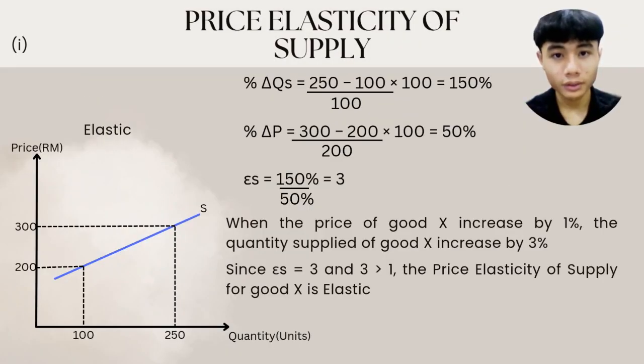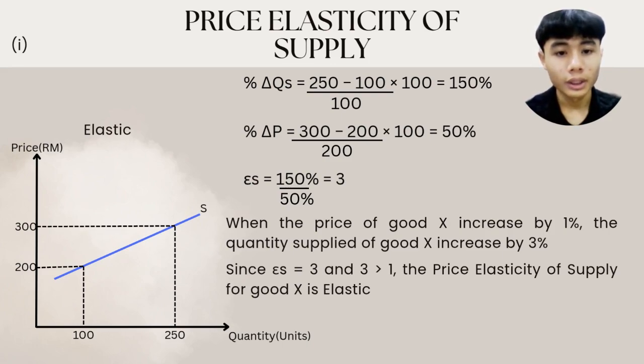Moving on to the first question. When the price of good X increases from RM200 to RM300, the quantity supplied increases from 100 units to 250 units. First, we find out that the price elasticity of supply for good X is 3 by using the formula, which means that when the price of good X increases by 1%, the quantity supplied of good X increases by 3%. Since the price elasticity of supply for good X is larger than 1, it is elastic.